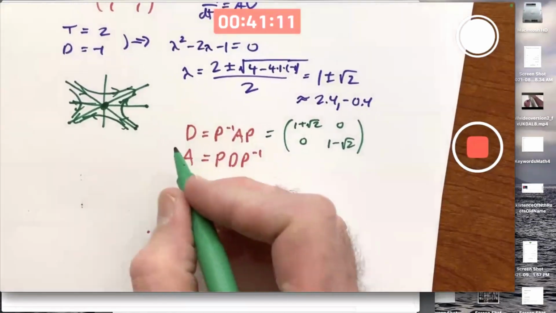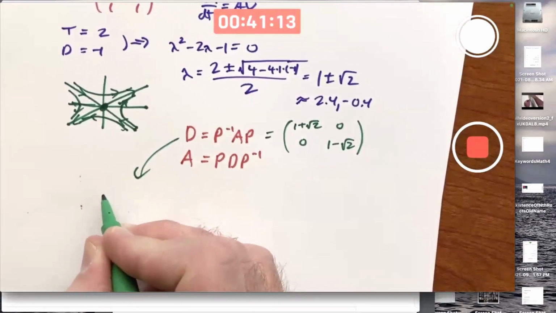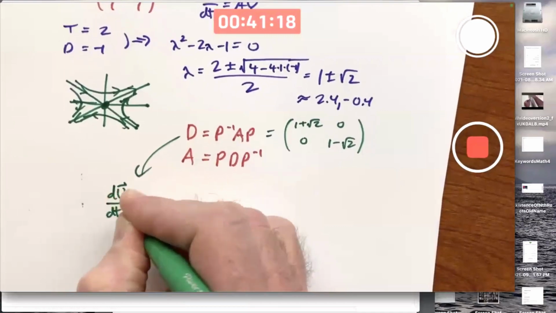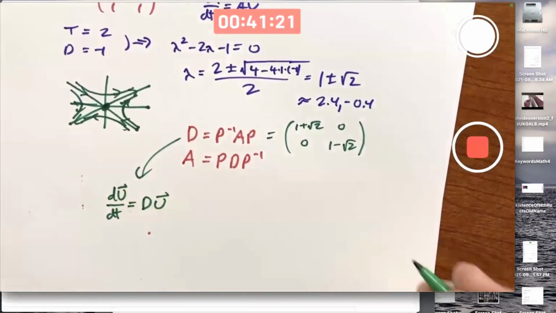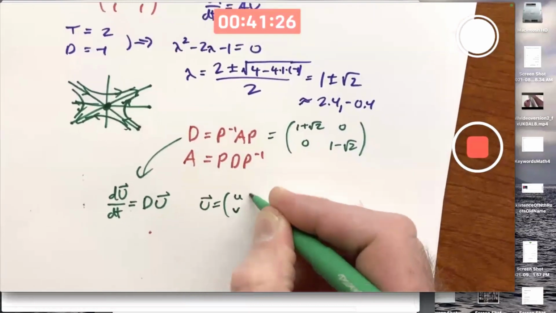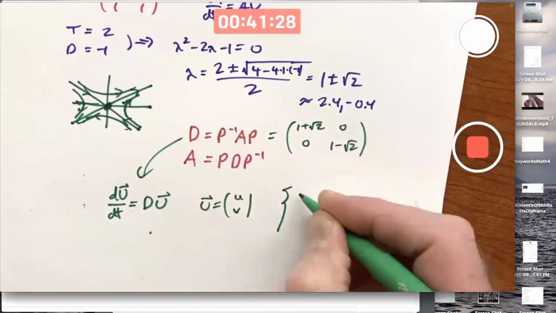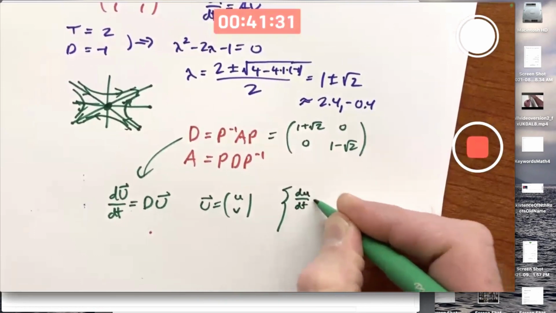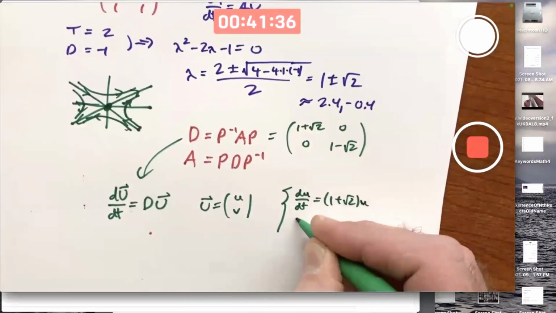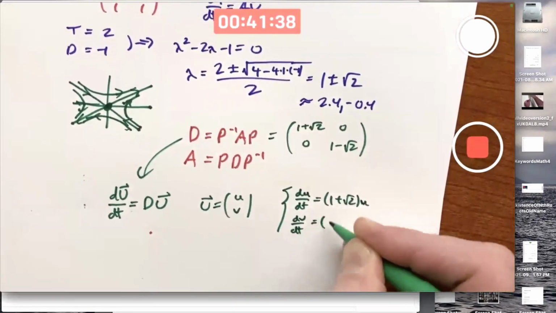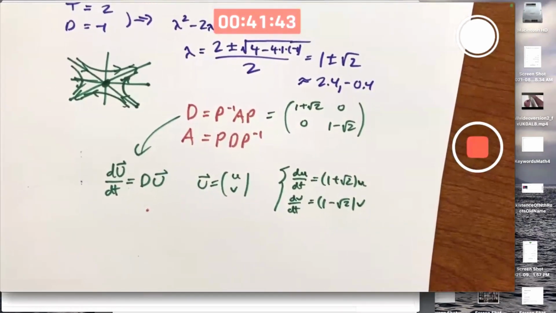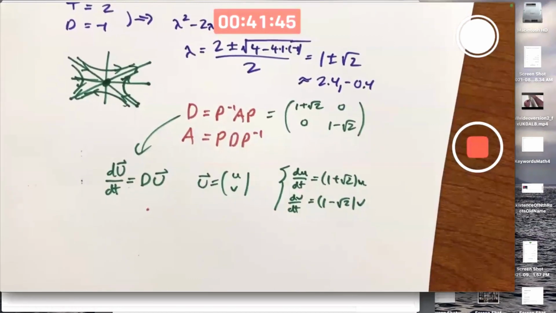The corresponding system, using, say, a new variable, call it u as a vector. And if that vector u has components little u, little v, as a system, it would be du/dt equals 1 plus square root of 2 times u, and dv/dt equals 1 minus square root of 2 times v. And that's a completely decoupled system. You can just look at that and see the answer.